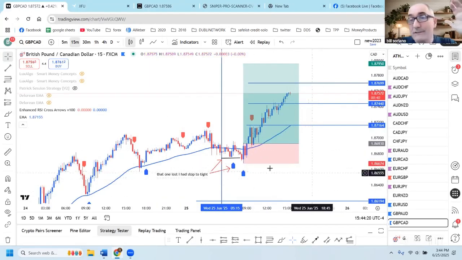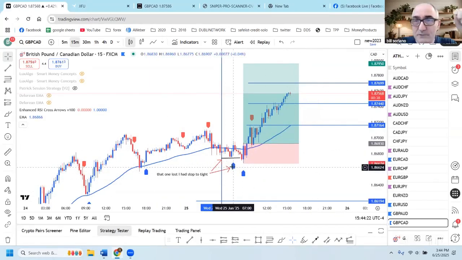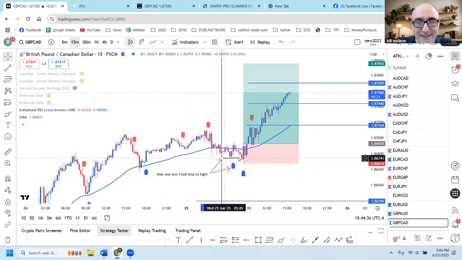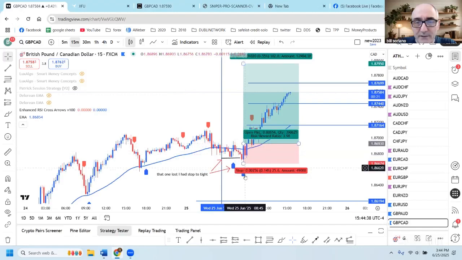Now I took this trade. This was the first trade I took today right here off of this confirmed trade idea here, but my stop loss was so tight that it came down and I got stopped out. Okay, so I had my stop loss pretty tight there. And so here I get another confirmed trade idea here, and this one has worked out here.